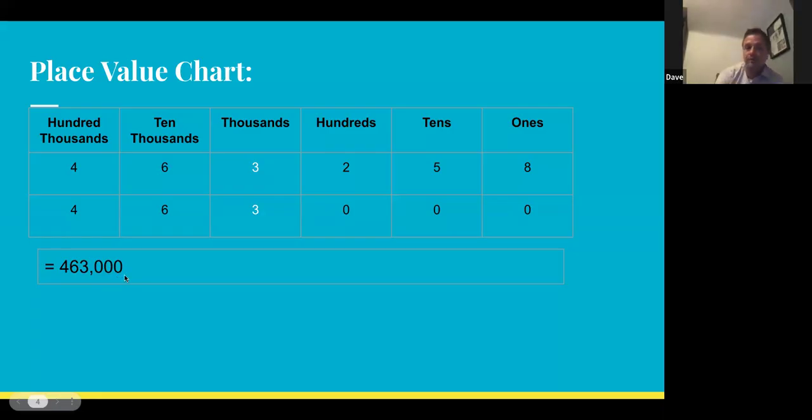If you want to remember, rounding makes us use these round numbers, these zeros, okay? But please do not get rid of the 4 and the 6. Don't get rid of the 100,000s place and the 10,000s place, okay? So my answer is 463,000. That is how I round to the nearest thousand.